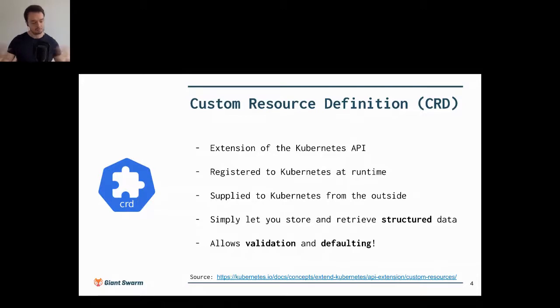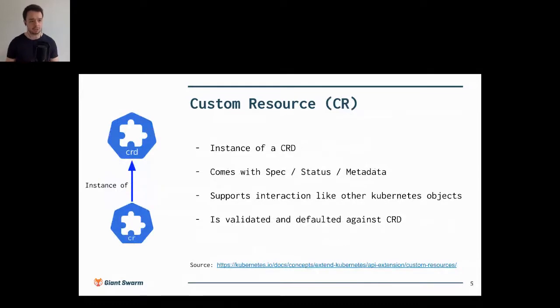Now, this all seems kind of vague. So let's look at the next part, which is the custom resource. And the custom resource is basically an instance of a custom resource definition. What does that mean? So the custom resource definition is basically defining a type, and a custom resource is defining an instance of that type. So if you have registered a custom resource definition, you can then create custom resources, which are the instances of your custom resource definition. Sounds pretty straightforward.